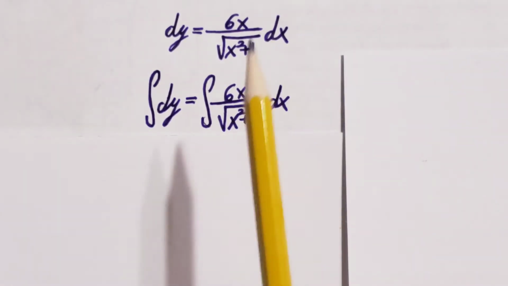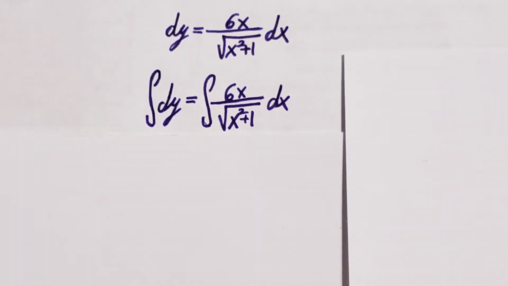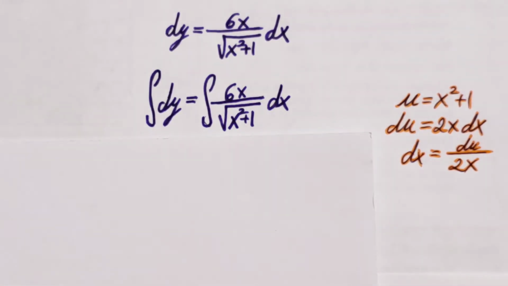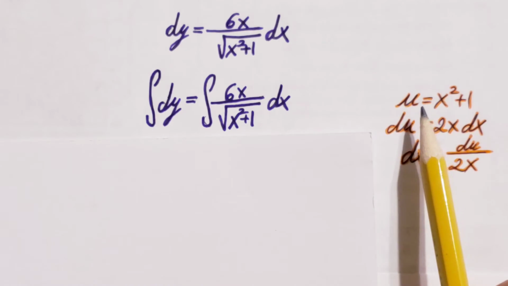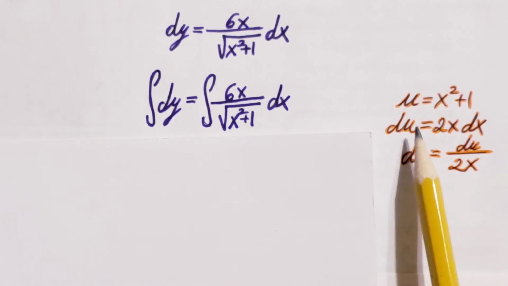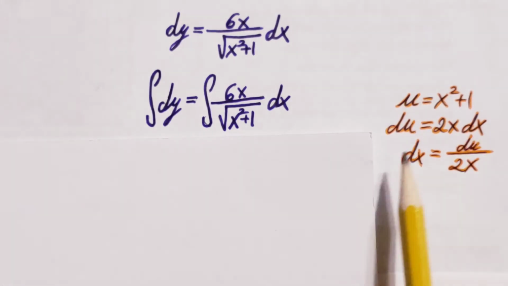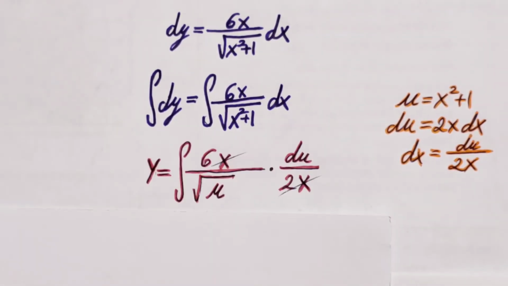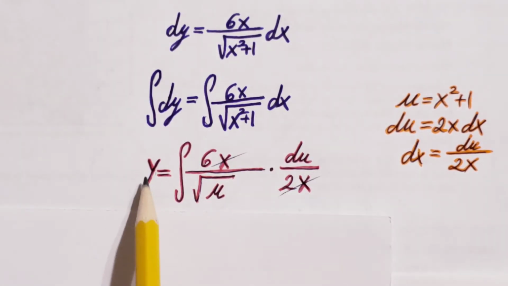That's what we want. Now on this side, the integral is a bit more complicated, needs just a little bit more work. We're going to use the u substitution method. We're going to take x squared plus 1 and call it u. That's going to give us du equals 2x dx, and from where dx is equal to du over 2x. The left hand side, we're going to go ahead and solve it. It's going to give us y.